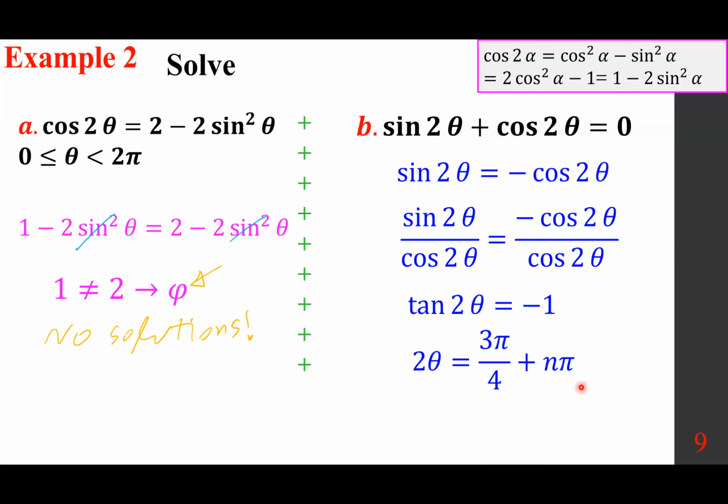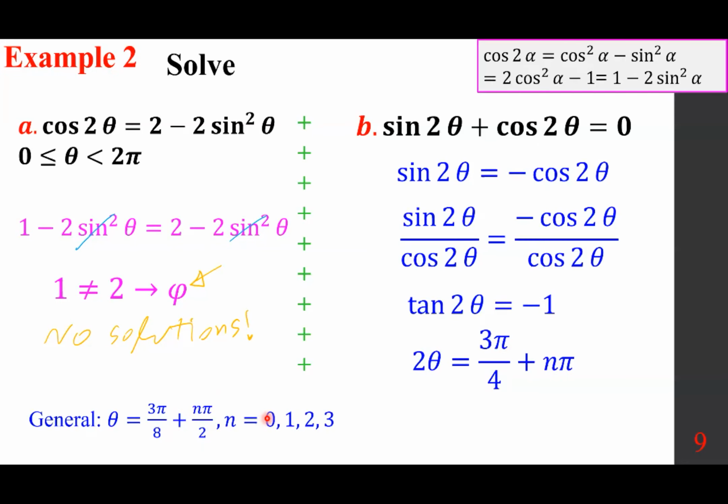Even if you want to go from 0 to 2 pi, all you have to do is let n be 0. That's one solution. Let n be 1. That's the second solution in the fourth quadrant. So you're going to divide both sides by 2. You get 3 pi over 8 plus n pi over 2.